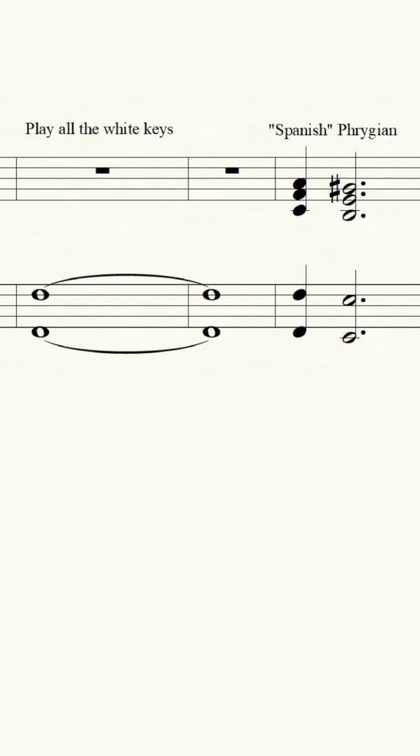So if you want to have that Spanish flavor, use the Phrygian mode. So the best way to learn modes is to identify the parent major scale and to hear how they sound, play them on the keyboard with the bass in the left hand and the parent major scale in the right hand.